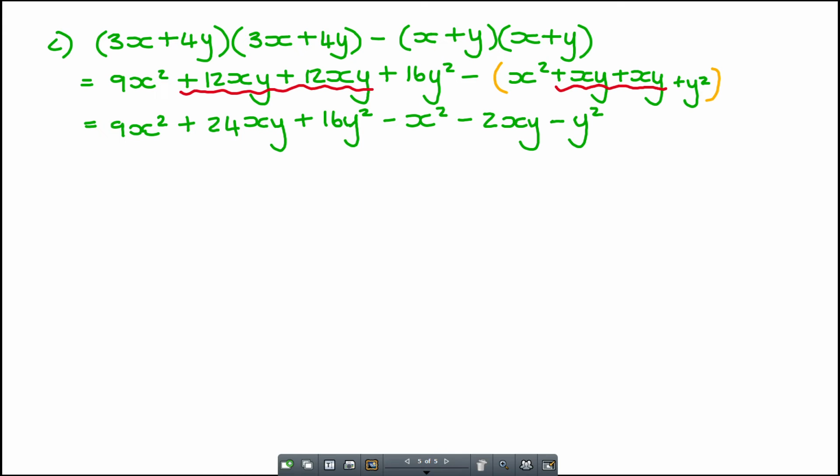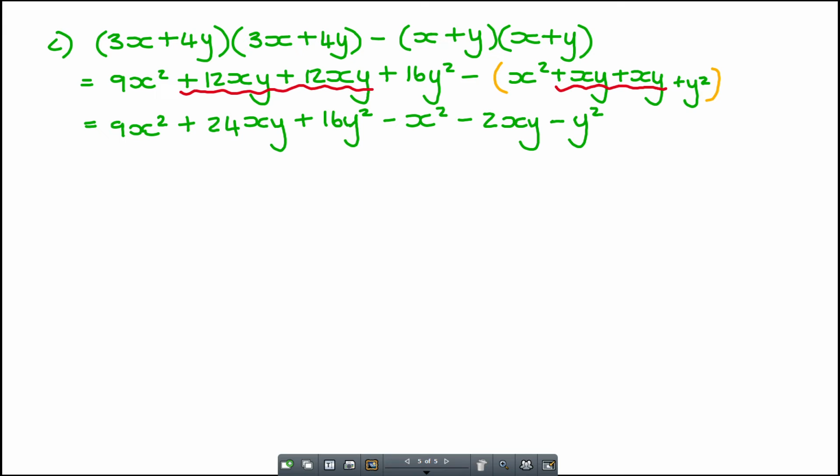Have a look. xy plus xy will become 2xy. Do you guys understand that? Okay, now let's multiply in the negative, so it will become minus 2xy. Minus xy minus xy. Yeah, same thing.